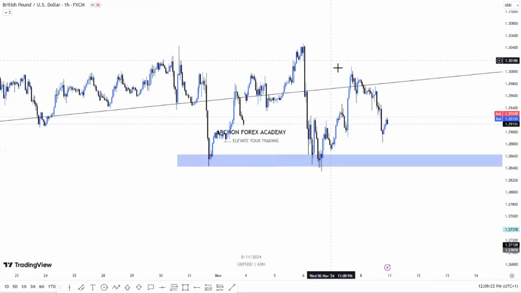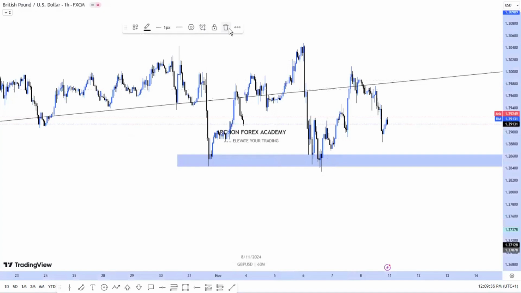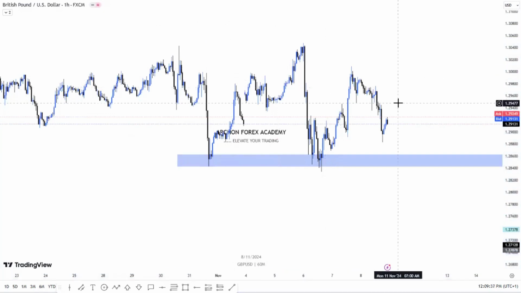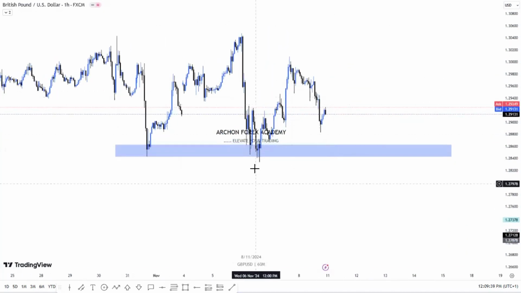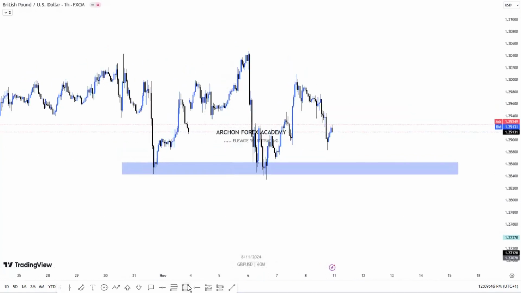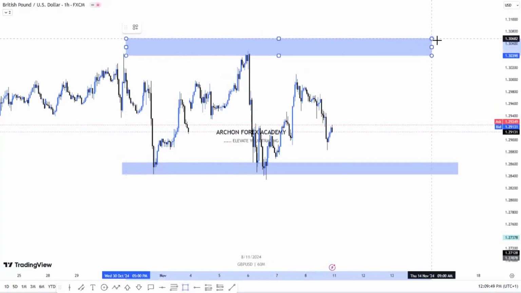Right now, this trend line is no longer valid to me. Let me remove it here. I don't need the trend line again. So I'm now working with this support now. I'm working with this support and what? And this resistance above here. I'm working with these two here.